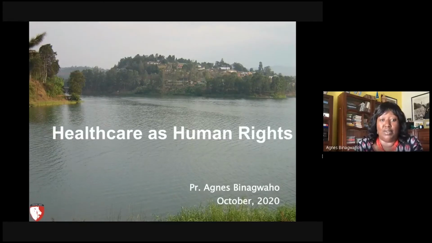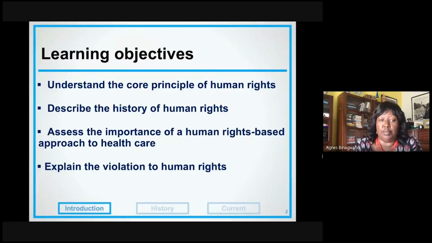Dear students, today the lecture is about healthcare as a human right, a core pillar of global health, with the following learning objectives. First, to understand the core principle of human rights. Second, to describe the history of human rights. Third, to assess the importance of a human rights-based approach to healthcare. Lastly, to explain the violation of human rights.